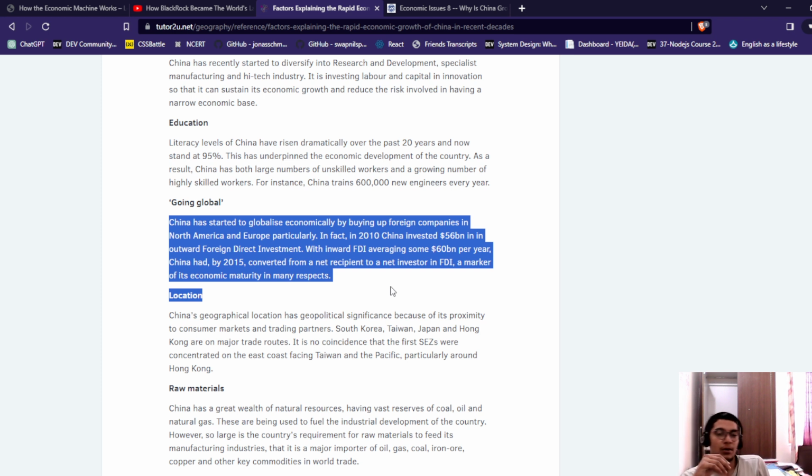Location. China's geographical location has geopolitical significance because of its proximity to consumer markets and trading partners. South Korea, Taiwan, Japan, and Hong Kong are the major trade routes. It is no coincidence that the first SEZs were concentrated on the east coast facing Taiwan and the Pacific, particularly around Hong Kong.